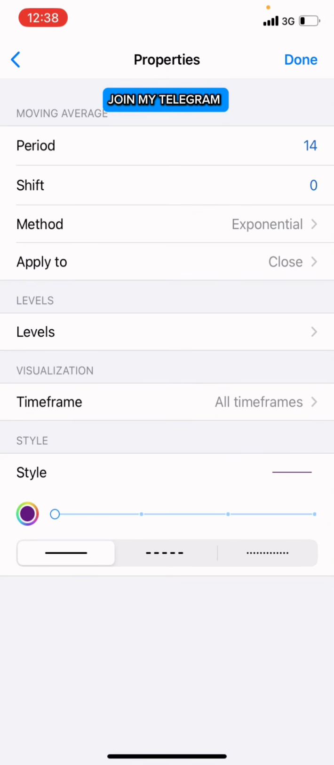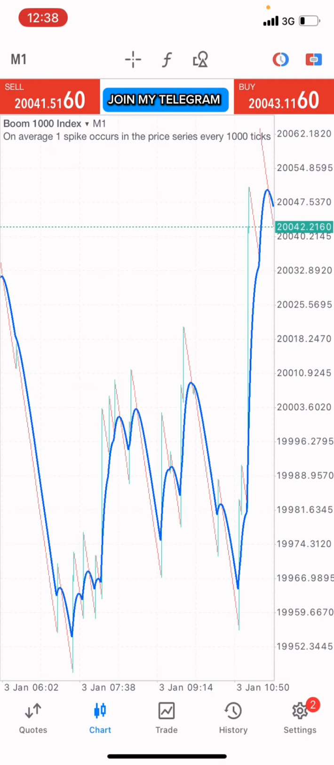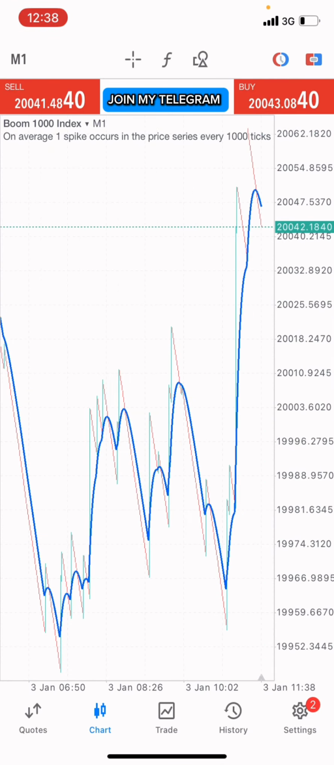Then you don't add any levels. For the style, we're going to put it on 2 pixel, with color blue. Put blue color for the style right there. Then you use this first red line, then you click on done. So this is how the parameters for the moving average are going to look.